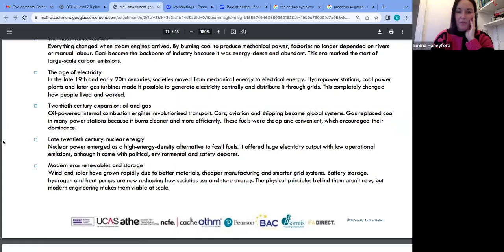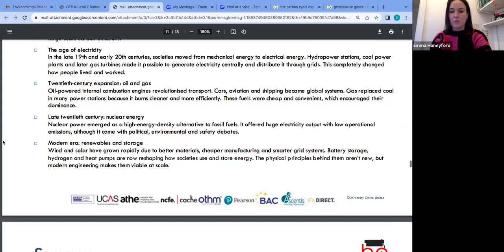So the modern era, renewables and storage. Wind and solar have grown rapidly due to better materials, cheaper manufacturing and smarter grid systems. Battery storage, hydrogen and heat pumps are now reshaping how societies use and store energy. The physical principles behind them aren't new, but modern engineering makes them viable at scale, so they can be scaled up.